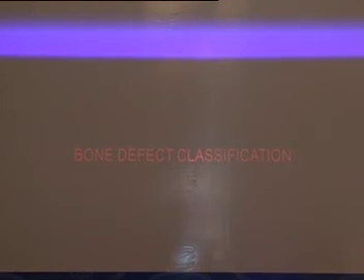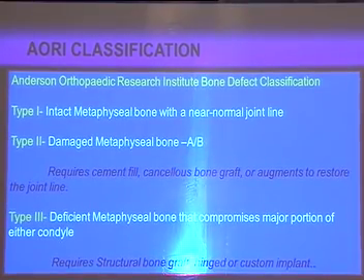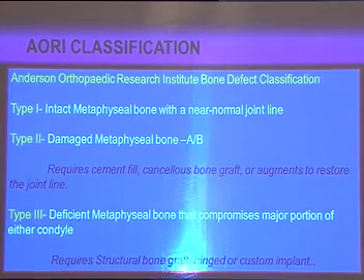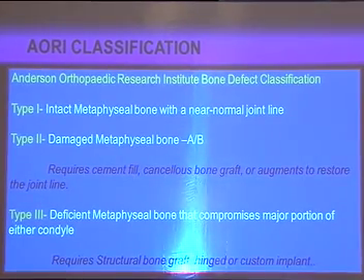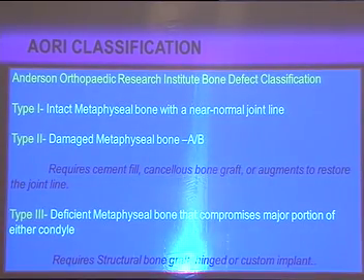We tend to classify bone defects according to the Anderson Orthopedic Research Institute Bone Defect Classification System. Type 1 has intact metaphyseal bone with a near normal joint line. Type 2 has a damaged metaphyseal bone, which could be either A or B, depending on which condyle it involves or whether it involves both. This normally requires cement, cancellous bone graft, or augments to restore the joint line.